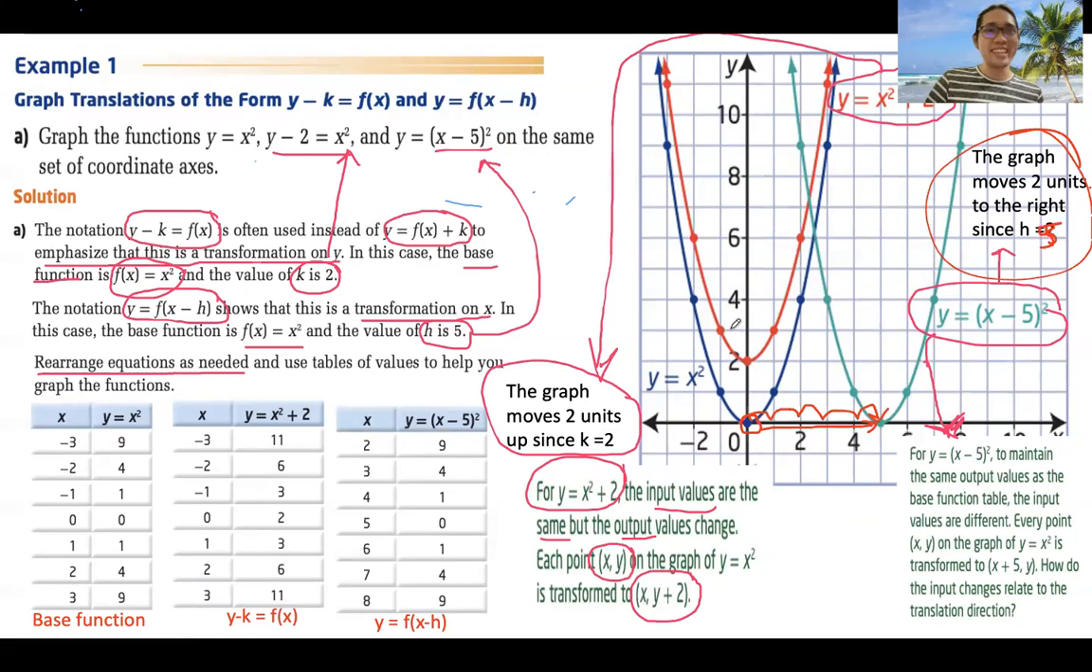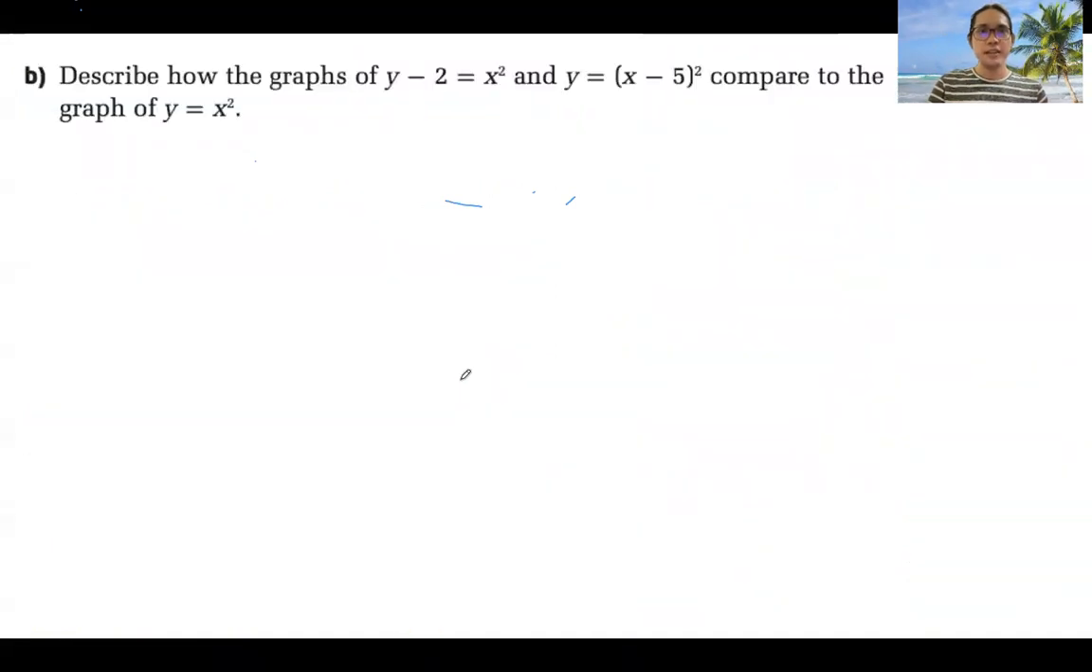So in short, your k determines the movement or the translation of your graph up or down. That is the job of your k. And your h will indicate the movement or the shift of your graph from left to right. Take down note of that. Okay, so I hope we're clear about this one.